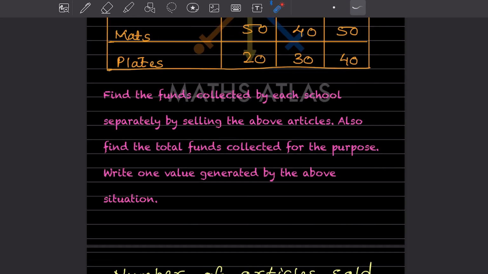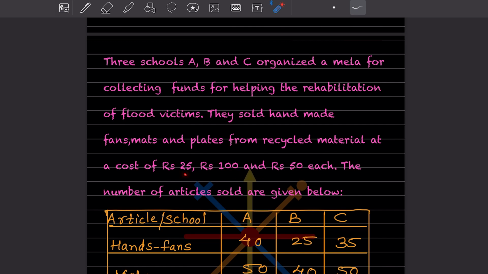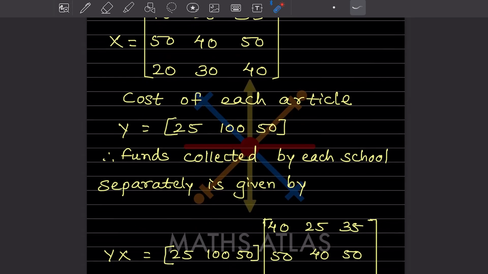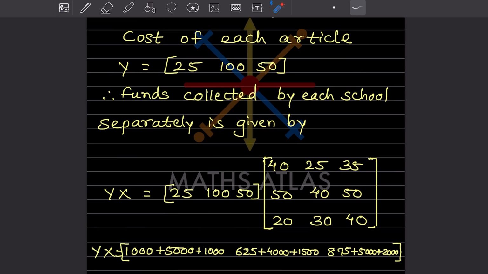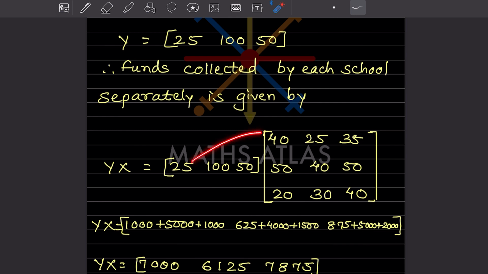The cost of one article is given. So what is the cost given? 25, 50 and 50. So here we can write that, Y is equal to this one. So funds collected by each school separately is given as YX. This thing we are going to write over here, and this all X we are going to write over here. So YX will be this into this, that will be 1,000, 5,000, you are going to add it, and this 1,000. So this is done. Now you will go for this one: 625, 4,000 and 1,500. So again this is done.